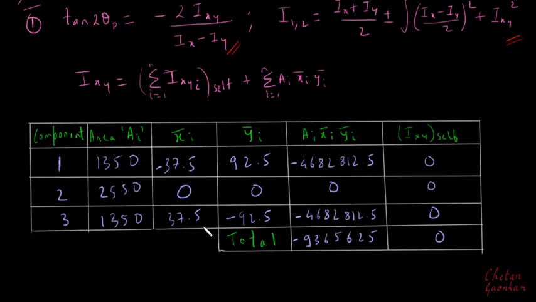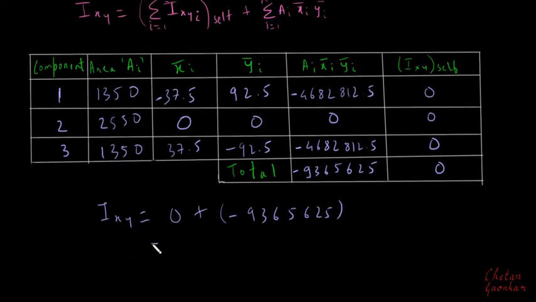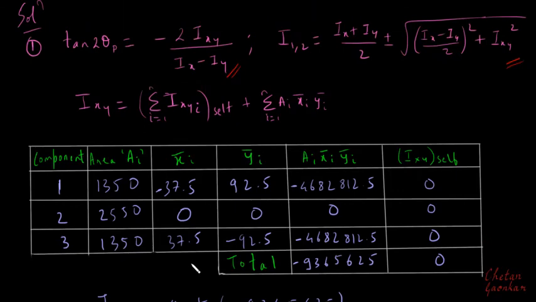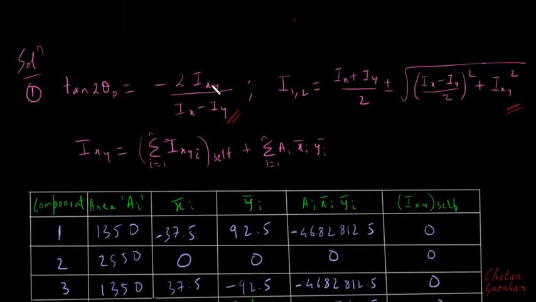So finally, I can find Ixy as the summation of Ix self, which is 0, plus the summation of this quantity, which I have already got here. So this will be minus 9365625. So I get this value of Ixy as minus 9.3656 multiplied by 10 to the power 6. Once I get this value of Ixy, I can substitute it here and find theta p and I1, I2, that is the moment of inertia about the principal axis.